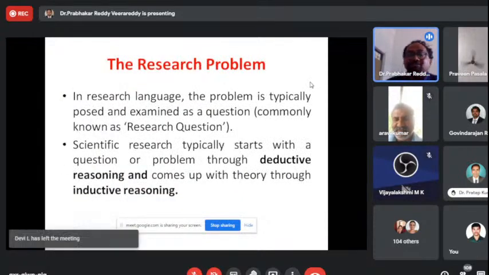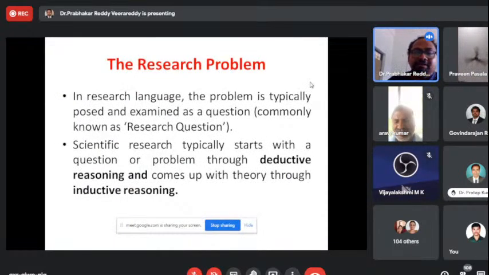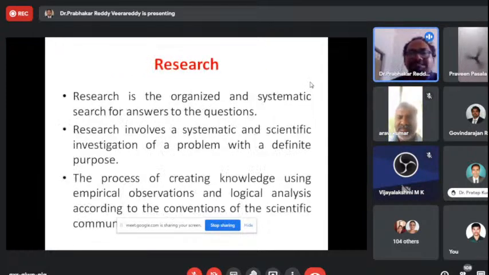So the research problem I already told you is typically posed and examined as a question, commonly known as the research question. Scientific research typically starts with a question or problem through deductive reasoning and comes up with a theory through inductive reasoning. So research is an organized and systematic search for answers to questions.